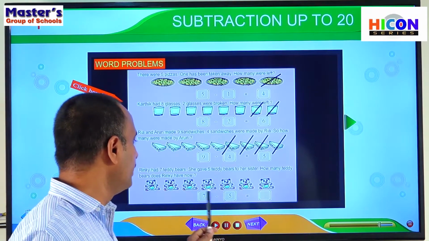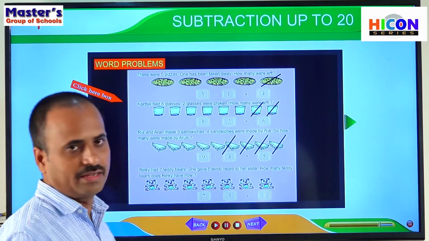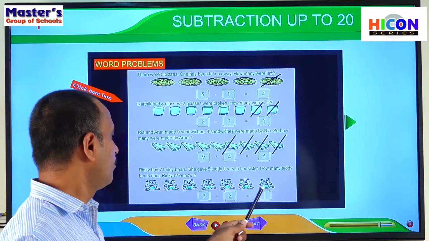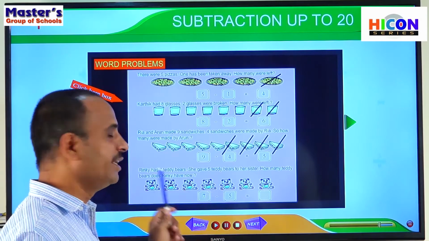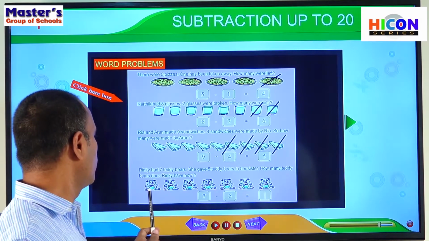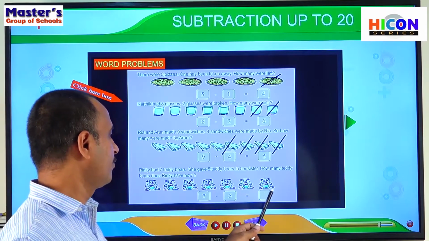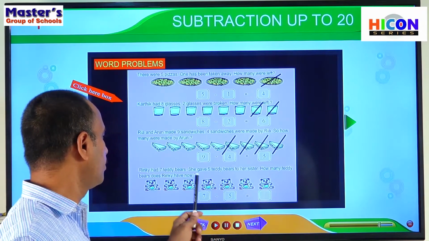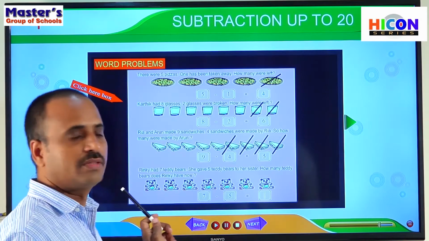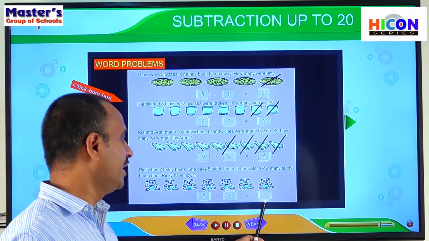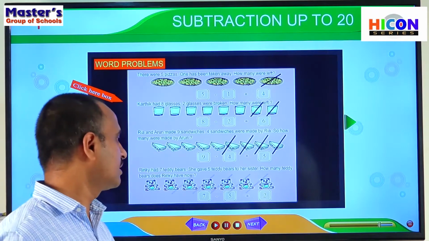Next, how many bears will be left there near Rinky? So if you strike off 5 teddy bears, how many teddy bears will be left there? So let us count 1, 2. So if you strike 5, 1, 2, 3, 4, 5, how many are left? So there are 2 teddy bears left. So write 2 in this box. So the answer is 2.